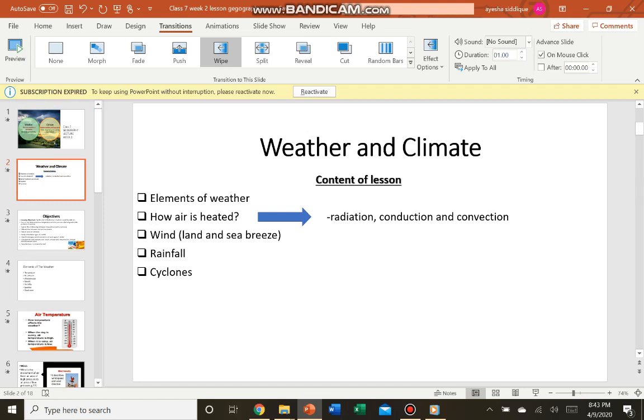Okay, at the end of the lesson, what we have studied today: we studied about the elements of weather, the wind, rainfall formation, types of rainfall, and the cyclones.